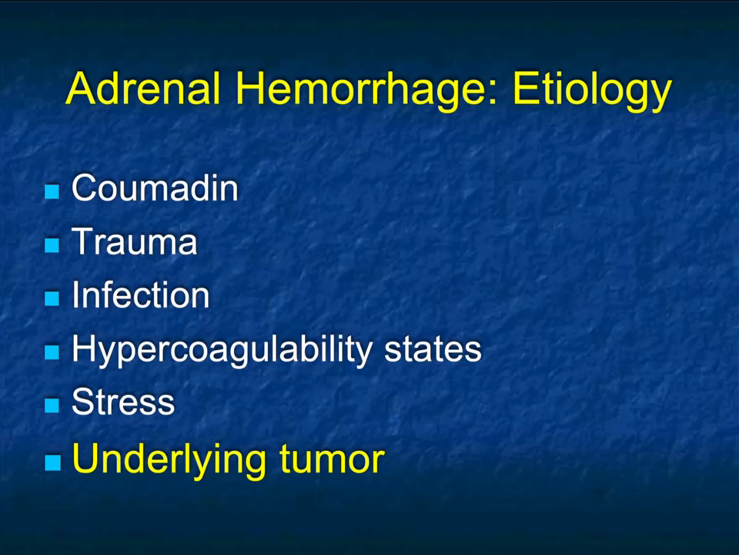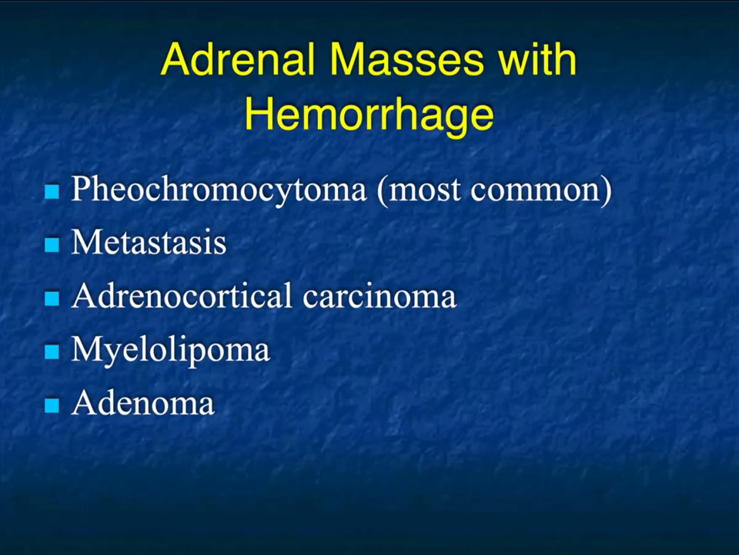Now, underlying tumors. Now, underlying tumors are a very important cause and are a very challenging example. Now, we're kind of running out of time for this first session, but let me just make the point that there are a number of masses with hemorrhage, pheo being the most common, but even in that case, it's only about 10%. You can see there are benign lesions like adenomas and myelolipomas here, or primary tumors, metastasis, or ACC. So when you think about bleeding in the adrenal gland, you really need to think of a number of things.